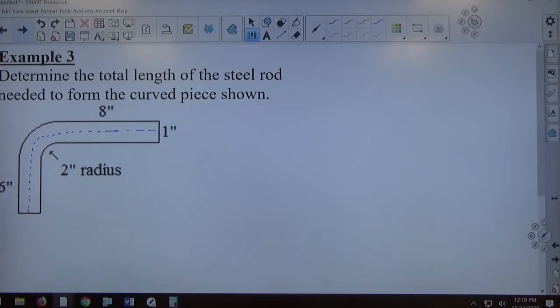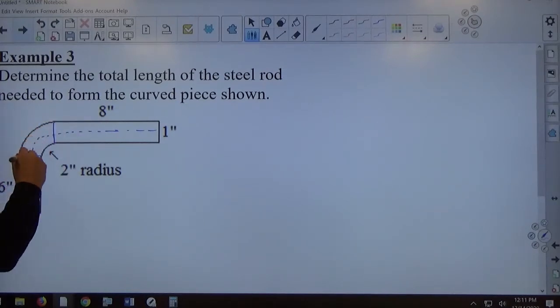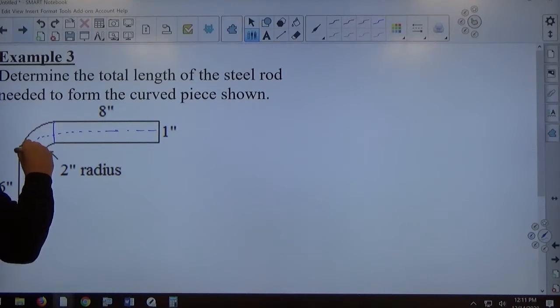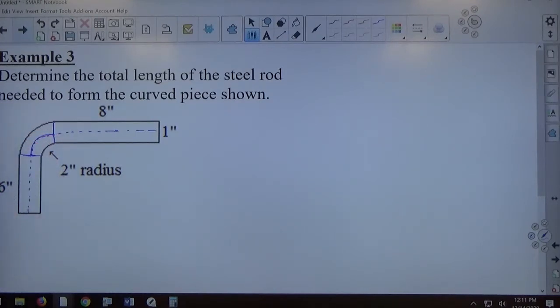Now I want you to see that this is 6 inches straight and this is 8 inches straight. So the only thing we really have to concern ourselves with is this little piece here. The 2-inch radius that we're looking at goes from the center to right here. That's the 2 inches.